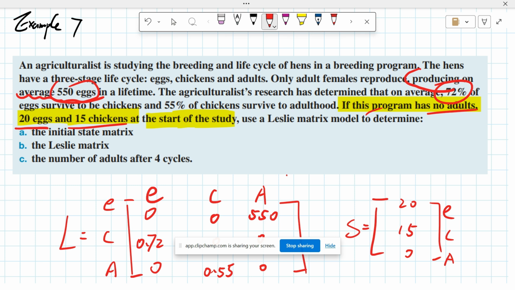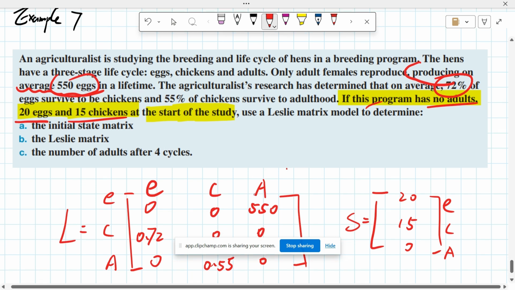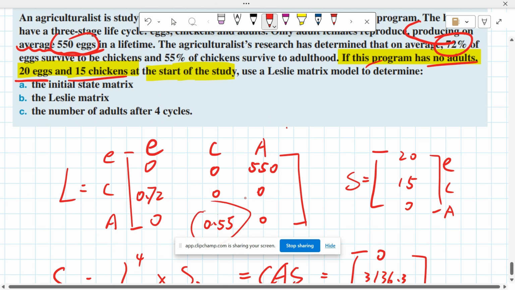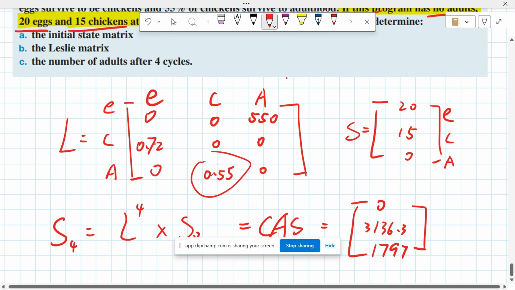Secondly, for the next part, we have 72% of eggs surviving to chicken. So 72% is from eggs to chicken. That's why it's 0.72 in front. And 0 to eggs and 0 to adults. And 55% of chickens survive to adults, which is chicken to adults will be 0.55.